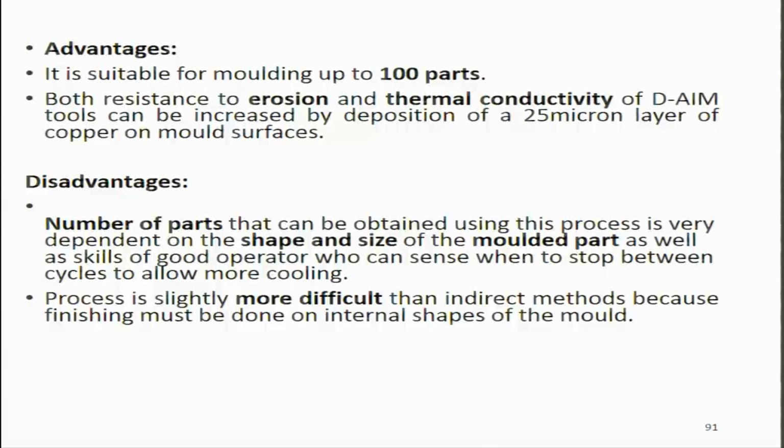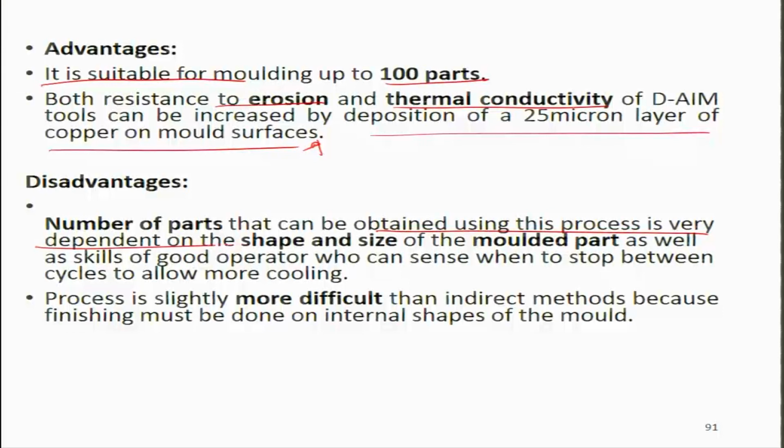There are many advantages and disadvantages of this. Advantages are that it is probably suitable for slightly longer runs, about 100 parts. Both resistance to erosion and thermal conductivity are questionable particularly in the AIM process, but you can increase this by deposition of a 25 micron layer of copper on the mold surface and then sintering it, using one of the techniques as you used in the indirect tooling case before. There are many disadvantages. One of them is the number of parts that can be obtained using this process is very dependent on the shape and size of the molded parts. If they are too intricate, then this 100 part estimate may not really work out well. It may break the mold just before that.